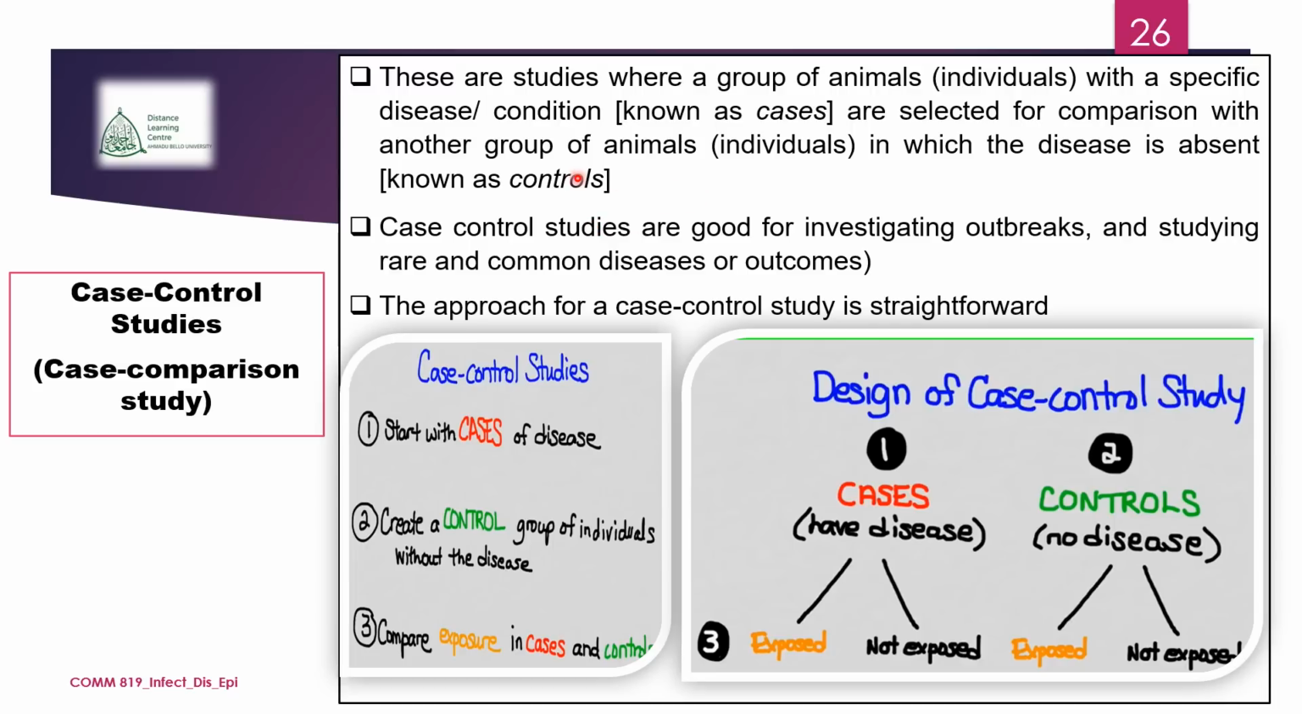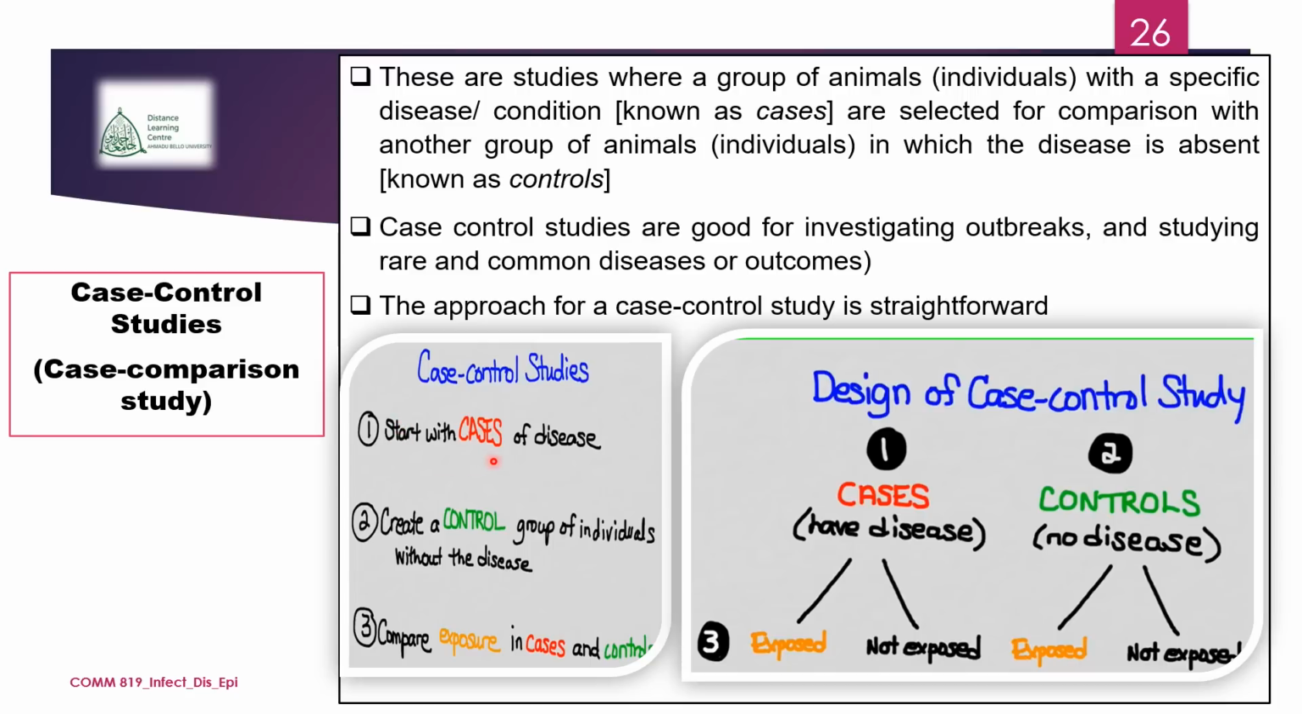We are talking of disease. That's why it is case control. The case here is the disease. It means the disease has already been established. It's very important so that when we come to cohort, you don't get confused. So here, case control studies are good for investigating outbreaks and studying rare and common diseases or outcomes.